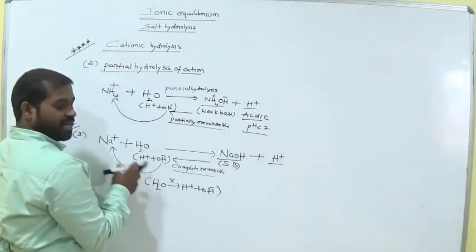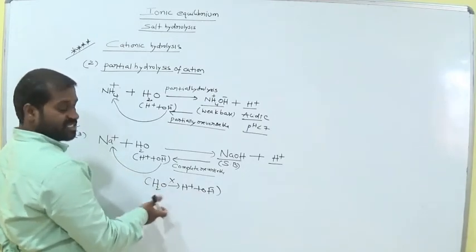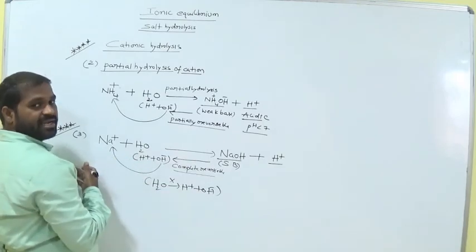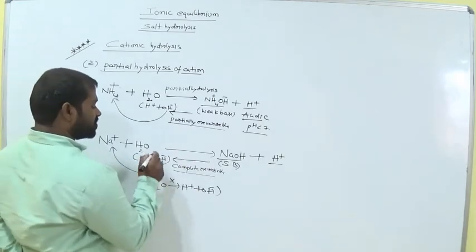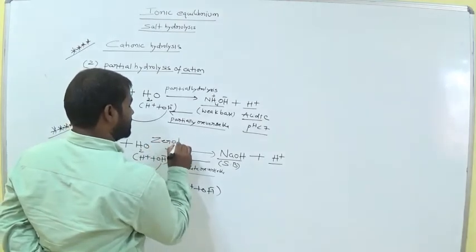It produces H2O. But what we need is this condition: dissociation of H2O, splitting of H2O. But here formation of H2O takes place again. Okay. That means what we call zero hydrolysis. Remember this.